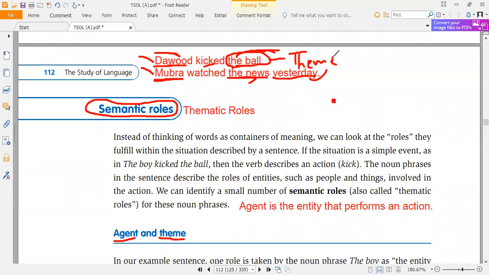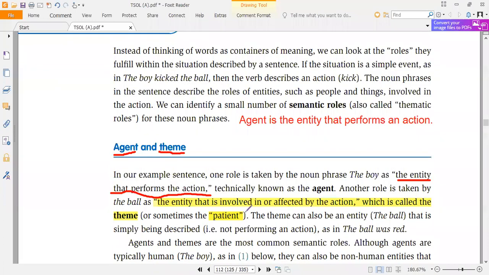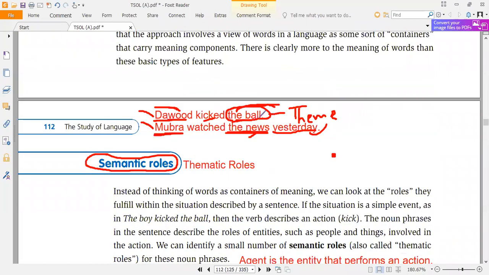Here we have got the news. If you can see, Mabra watched the news. Now, the news is not directly affected, rather, it is involved. You see here, either involved or affected. If you look at the first example, the ball is actually directly affected when Daud kicked the ball. So the ball moved from one place to another. It was directly affected, right? But if you look at the news, whether Mabra watches the news or not, will there be any effect on the news?